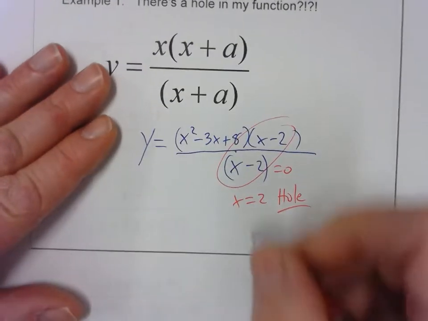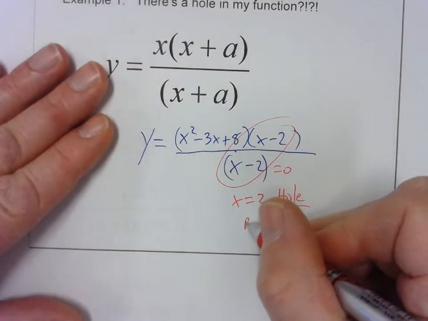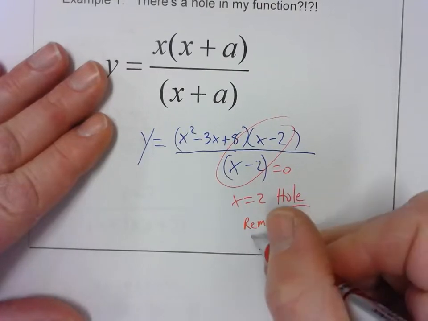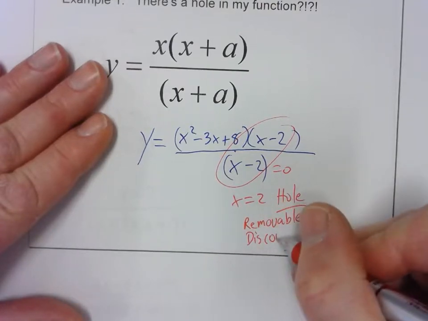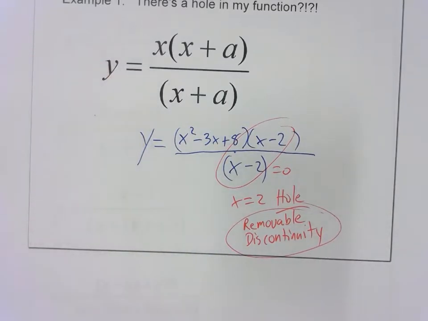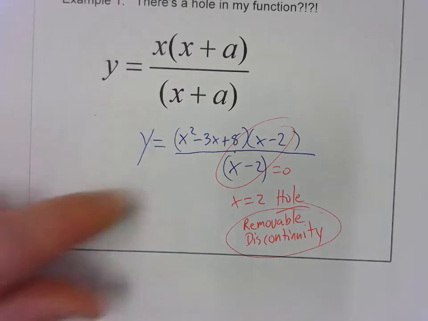Now a hole is called a removable discontinuity. It's called a removable discontinuity because you can fill the hole with a point and remove the discontinuity, whereas a vertical asymptote, you can't put a point in there to remove the discontinuity. You can't put anything in there to remove it, so it's a non-removable discontinuity. But there's a hole in the function.